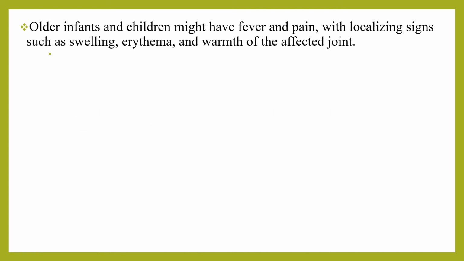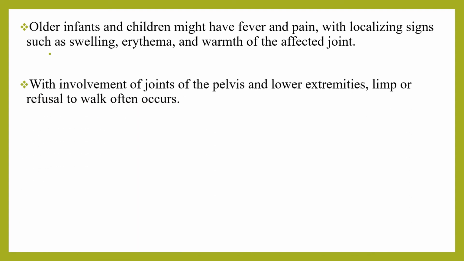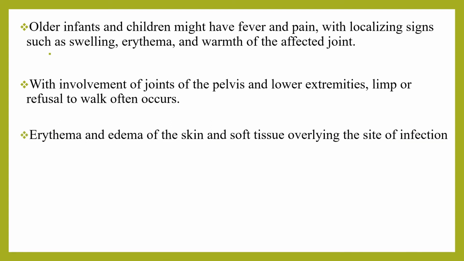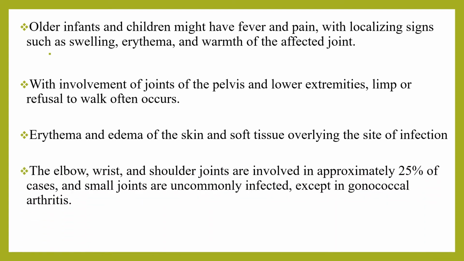Older infants and children might have fever and pain with localizing signs such as swelling, erythema, and warmth of the affected joint. With involvement of joints of the pelvis and the lower extremities, limp or refusal to walk often occurs. Erythema and edema of the skin and soft tissue overlying the site of infection can be seen. The elbow, wrist, and shoulder joints are involved in approximately 25% of cases, and small joints are uncommonly infected except in gonococcal arthritis.